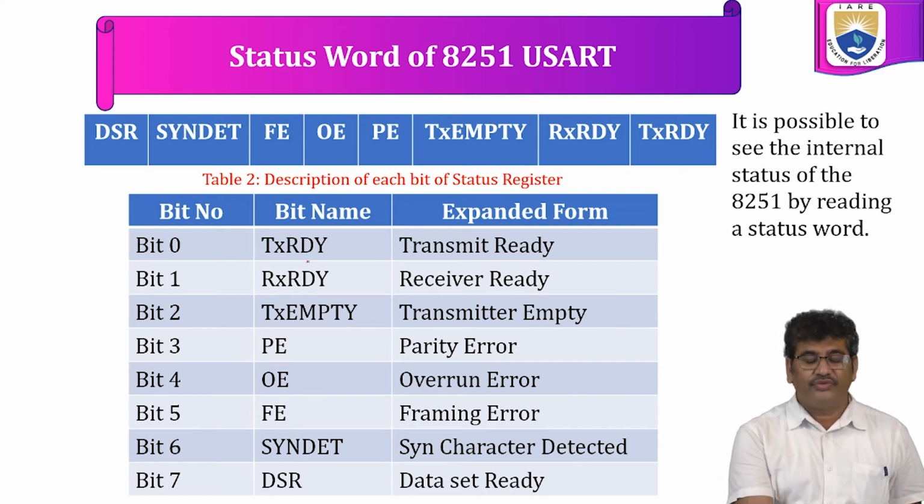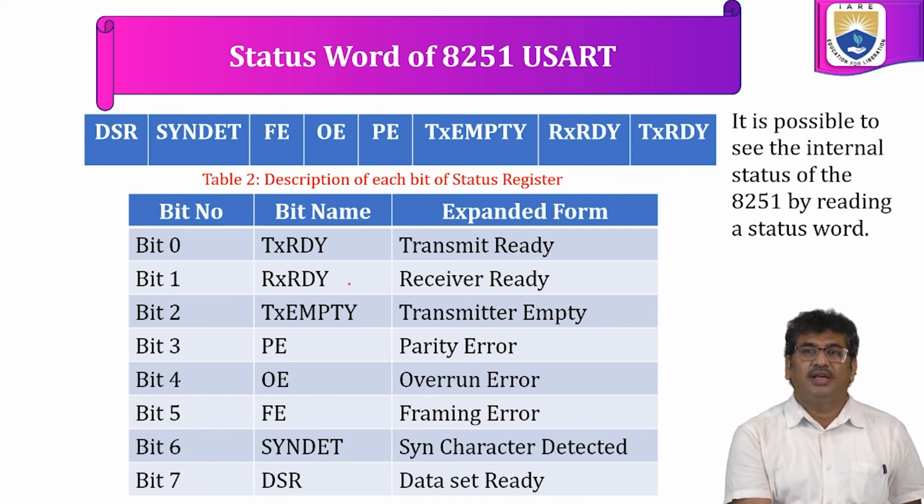Bit 0 is the transmitter ready. For transmission, first we have to check whether the transmitter is ready or not. For that, we read the status register and check the LSB bit, whether it is 1 or 0. If it is 1, the transmitter is ready. If it is 0, the transmitter is not ready for transmitting the data.